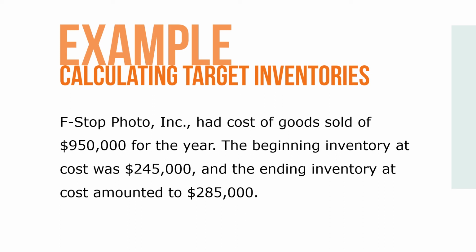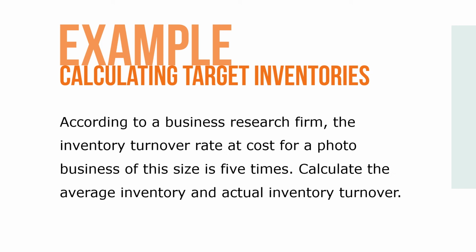Here's an example. F-Stop Photo Incorporated, a wholesale photo supply business, had cost of goods sold of $950,000 for the year. The beginning inventory at cost was $245,000, and the ending inventory at cost amounted to $285,000. According to a business research firm, the inventory turnover rate at cost for a photo business of that size is 5 times. Calculate the average inventory and actual inventory turnover.